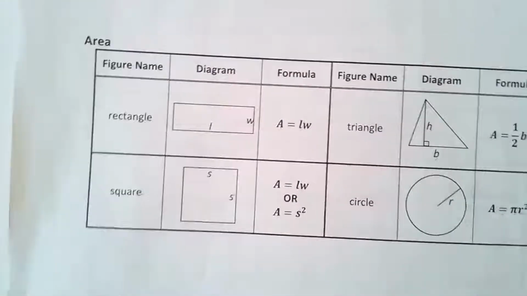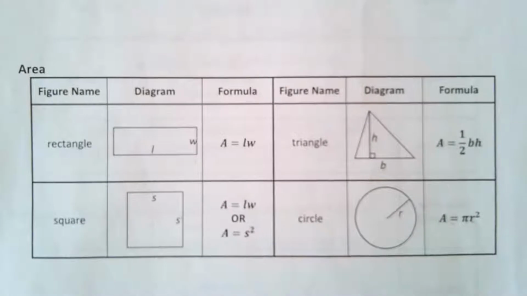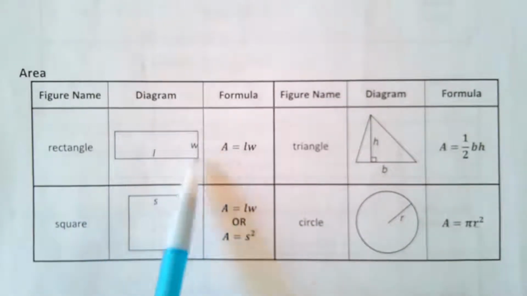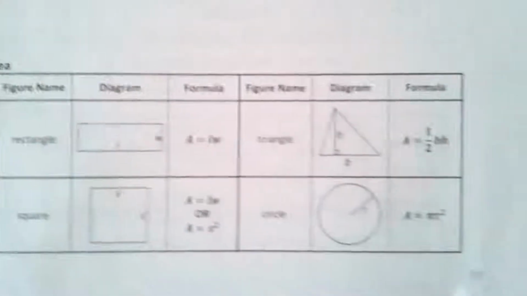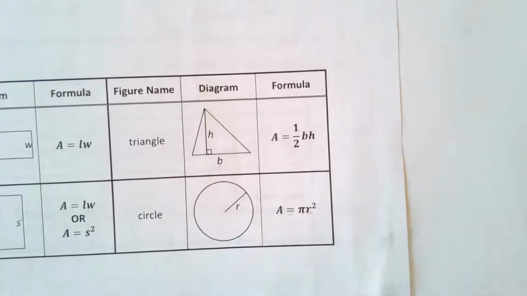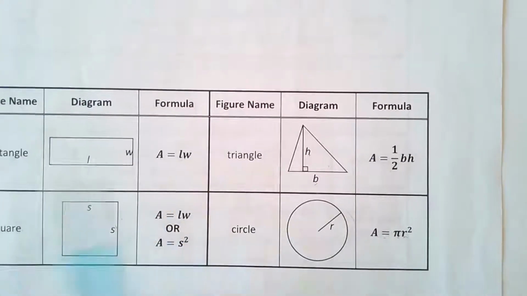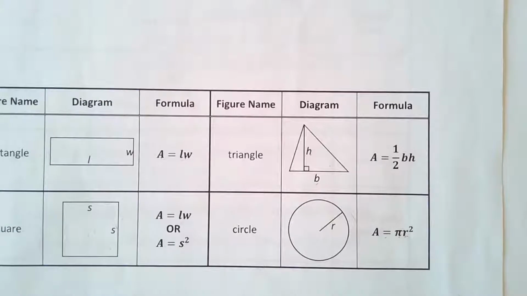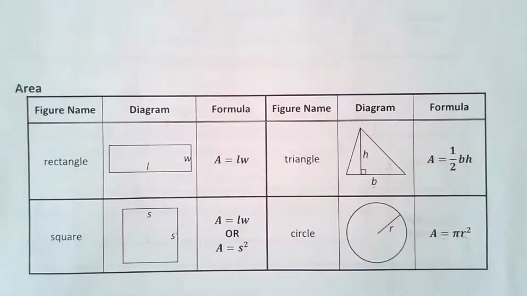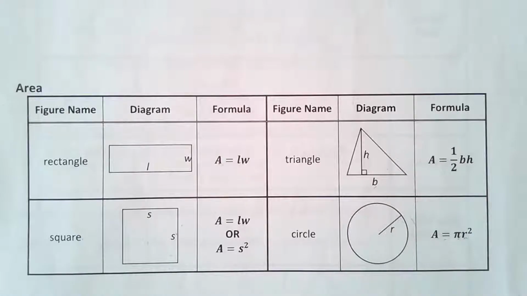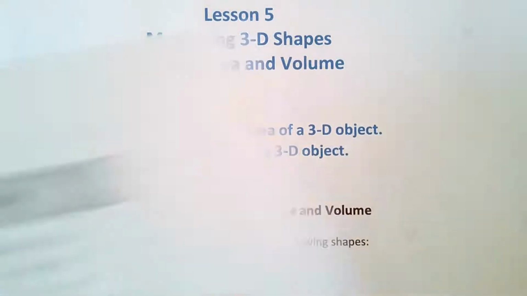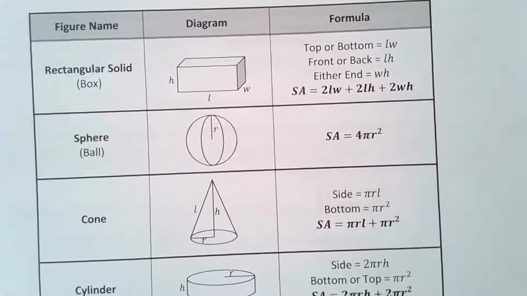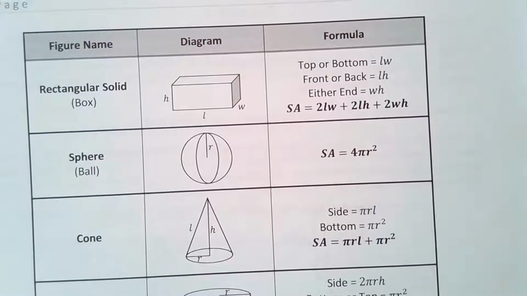We also need to use the formula for finding the area of a rectangle, which we know is length times the width, and also the area of a circle. Okay, so this is what we've covered so far, surface area. We'll extend that today into 3D objects, and the other formulas you'll need are here in your booklet. We also have this one, finding the surface area of 3D objects.